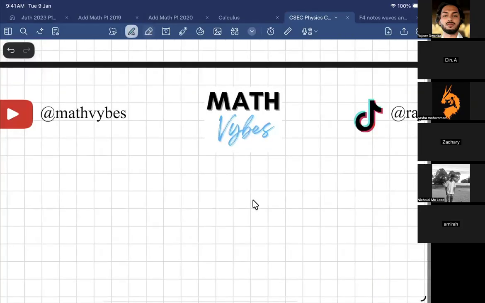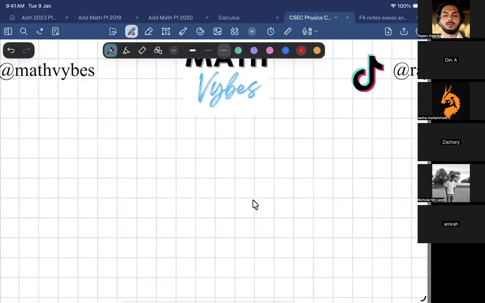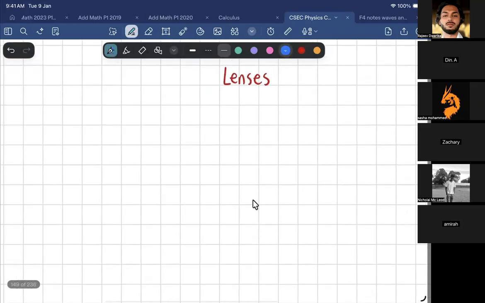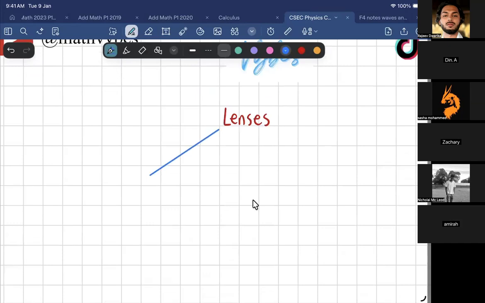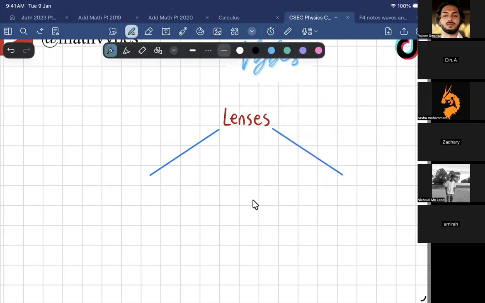So let's look at lenses. We are going to look at lenses. Now there are two types of lenses. Does anybody know the types? Convex and divergent lens. All right, so I heard somebody say convex lenses. Yeah, so you have a convex lens. Danelle, you said convex? I said convex.